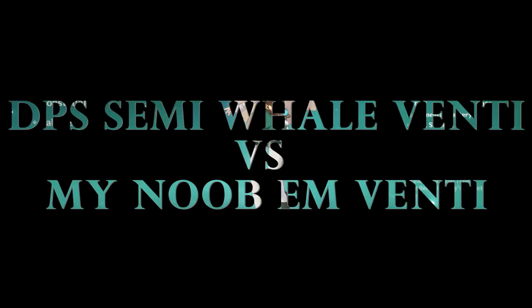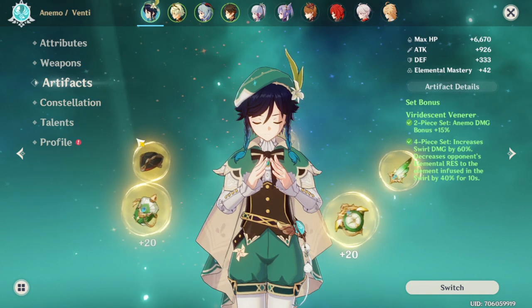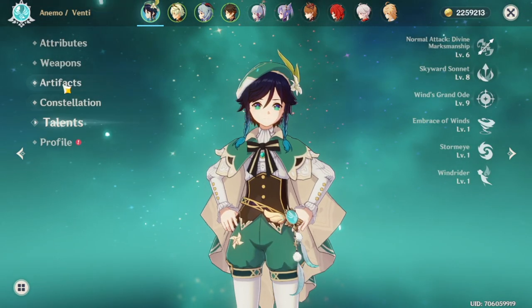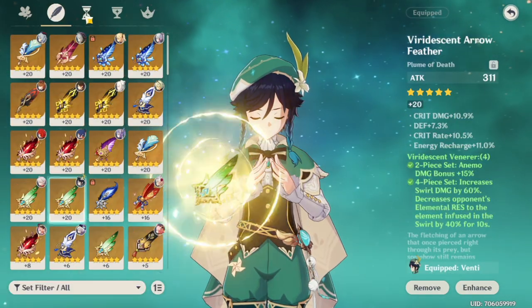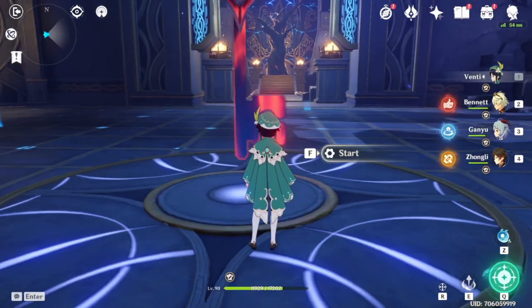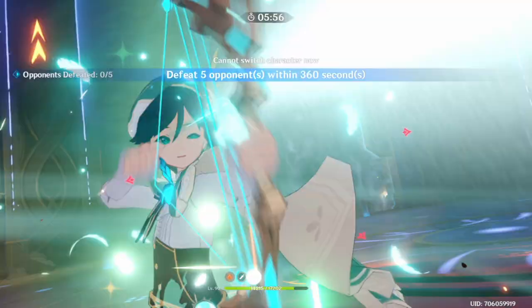So for this, I made a comparison, since I don't have a 5-star bow. On both of my accounts, I used a friend's account that has Skyward Harp and compared his Venti with a DPS build versus my noob Venti with an Elemental Mastery build and Stringless bow. So let's see the result.